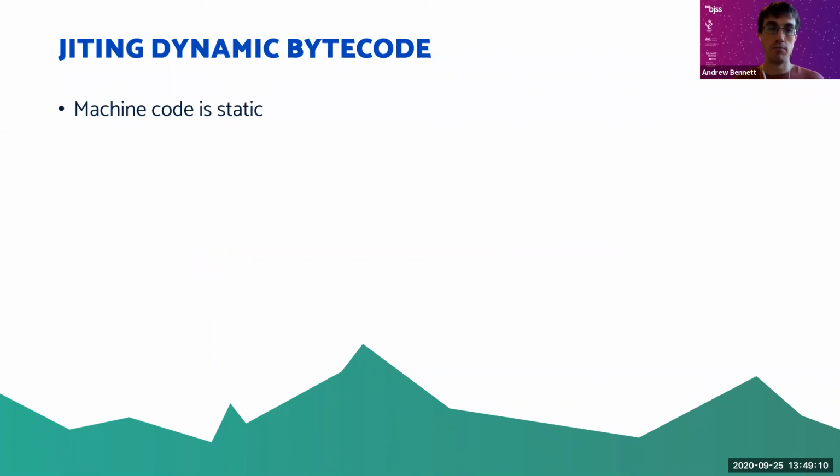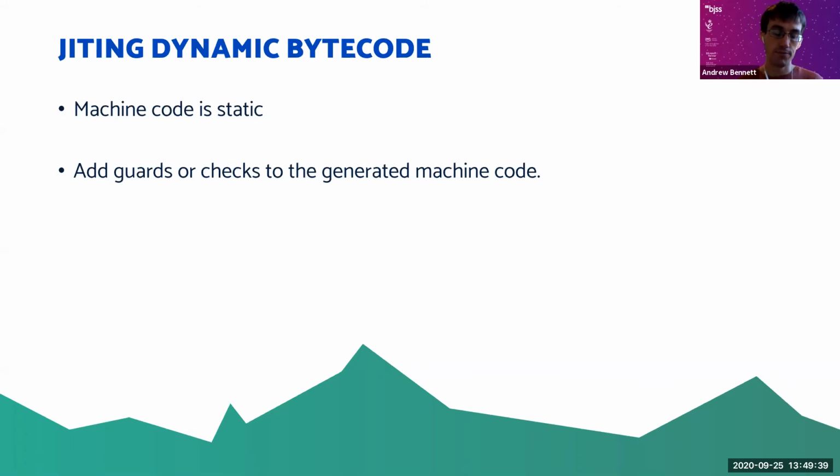However, we've got a problem. Machine code is static, okay? So the instructions themselves only work with particular data types. Like you might have an add instruction which will only work with integers, but it won't work with strings. And secondly, machine code assumes that objects like data types are always in the same place in memory. They can't change their form, which is what happens in dynamic languages.